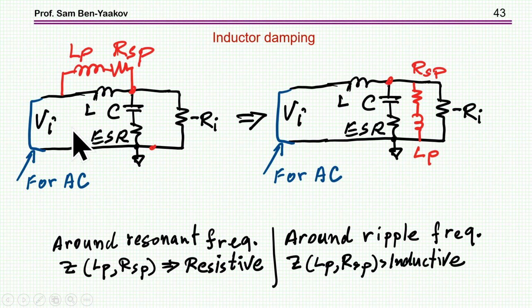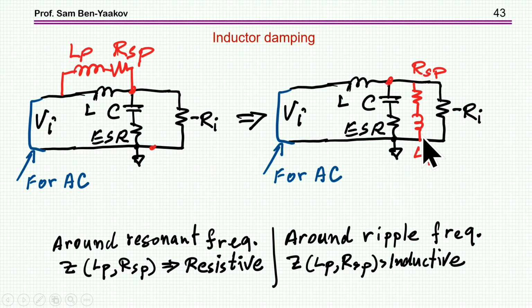And to understand how it works, let's just remember that the input for AC is a short. So this point is in fact connected to ground. Here it is. So it's doing the same thing as before. We are just putting a resistor in parallel here to the RP, and that's the same thing.